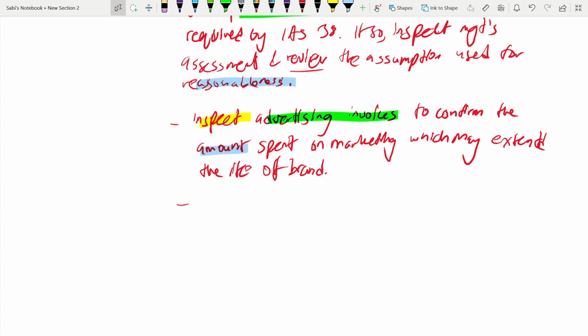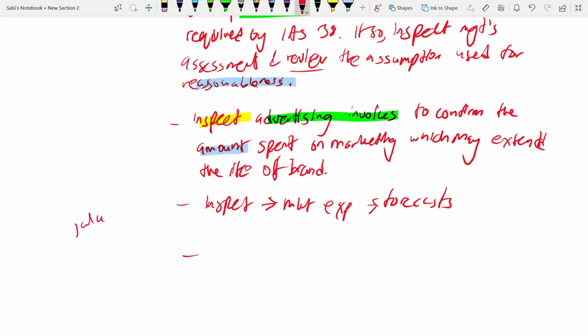Okay. Next is, again you are using inspect. You are again inspecting marketing expenditure. Okay, that is included in the forecast. So inspect marketing expenses forecast. Okay, or budgets. Why? To make sure that marketing stays at that level. Okay, necessary to maintain the brand name. See, we are talking about the valuation of the brand. For it to stay in that value, you have to see all this. What will be the forecast of the marketing expense in the future, like that.